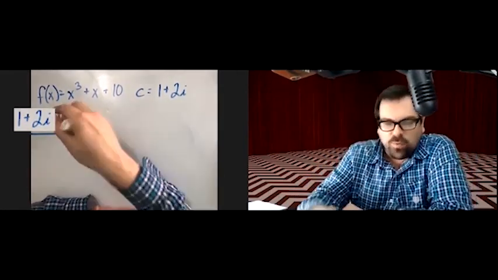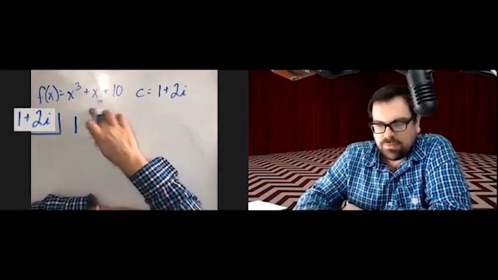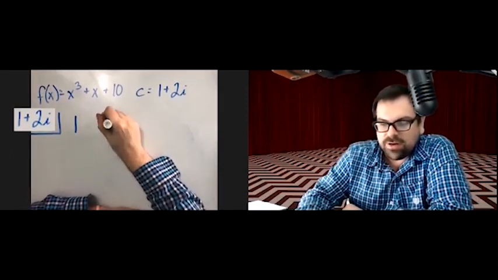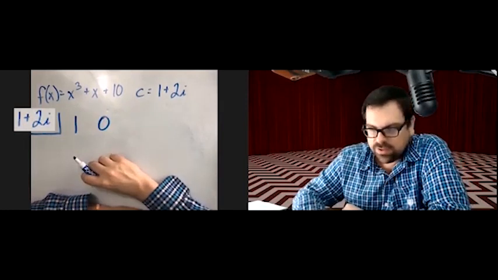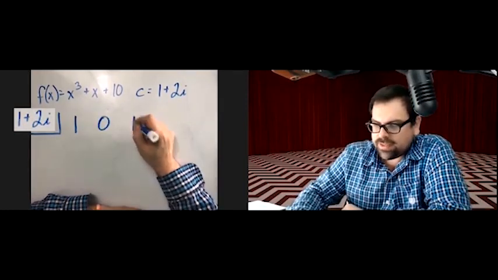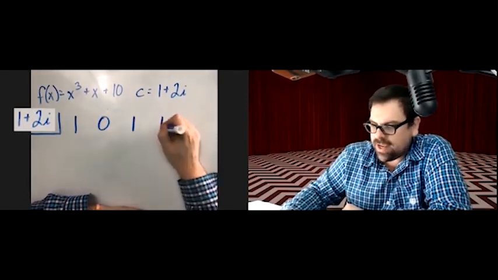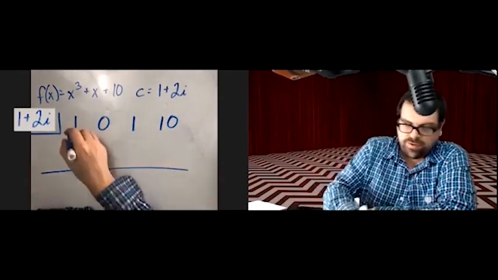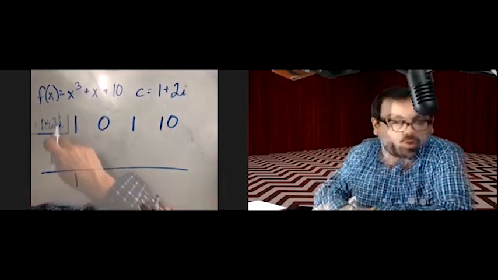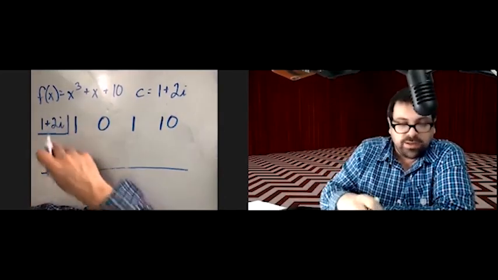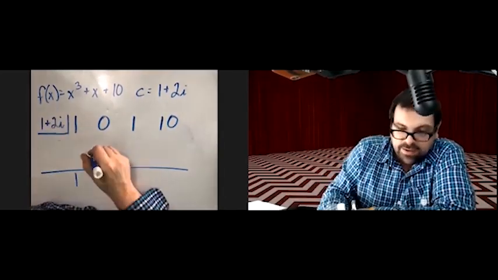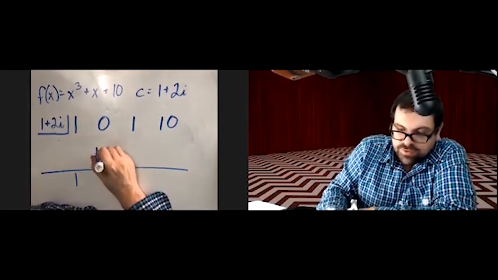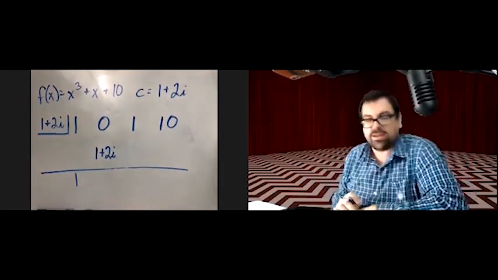x cubed, we have 1x cubed, 0x squared. Make sure you leave the placeholder. 1x plus 10. Bring down the first number. Multiply 1 times this thing. 1 times 1 plus 2i is 1 plus 2i.